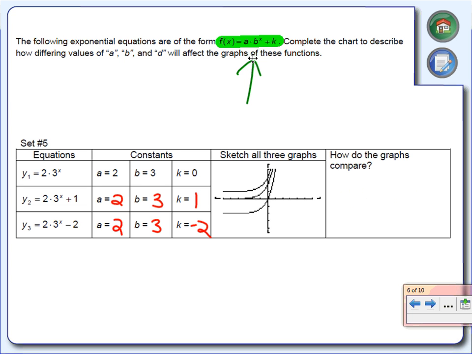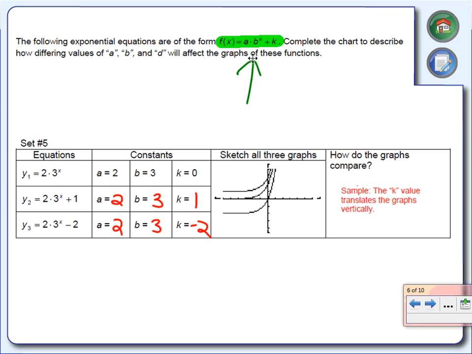Yes. Now remember, on the first couple of examples, we said if the A value was the same, it represented the y-intercept. But is that the case here? Do they all have a y-intercept of 2? No. And why don't they have a y-intercept of 2 this time? Because of the K. So the question is, what is the K doing to the graph? And we took a couple of guesses here. So what's the correct answer?